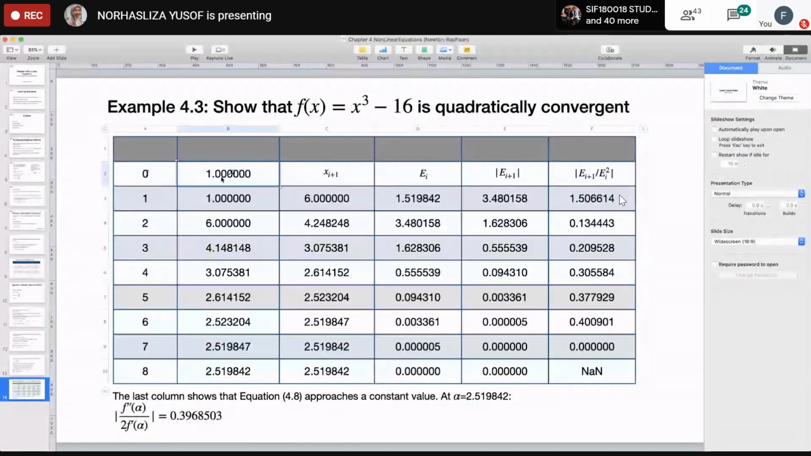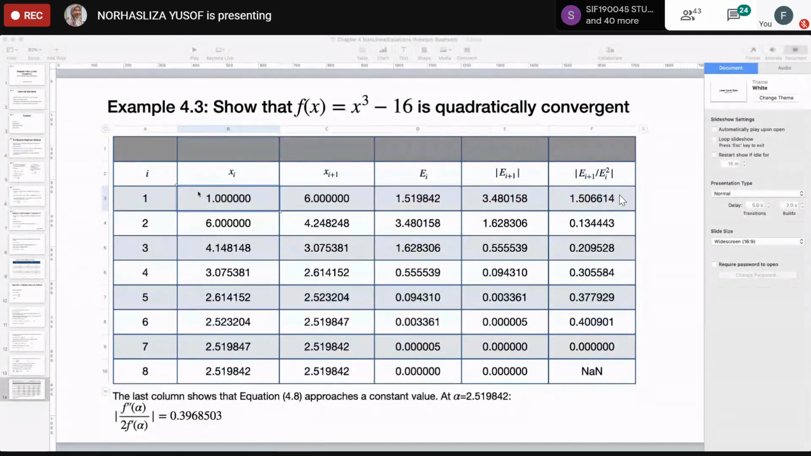Let me correct this one. I think this value. Oops. Yeah, it should be something like this. Okay. Right, sorry, the header is a bit messed up. This one starts from 1, yeah?